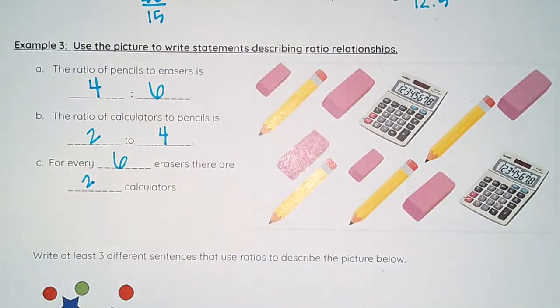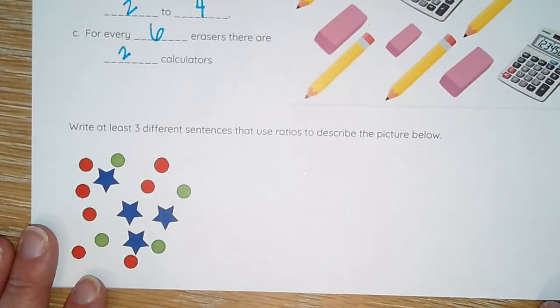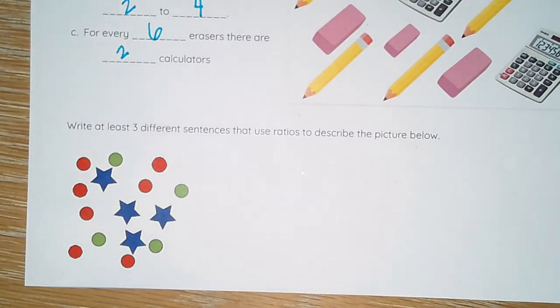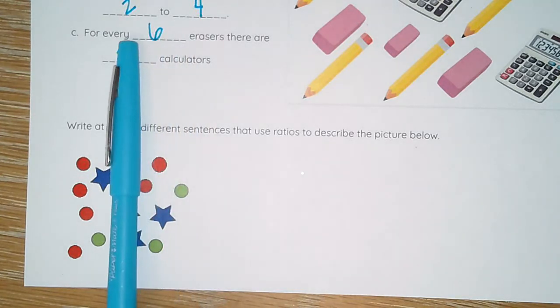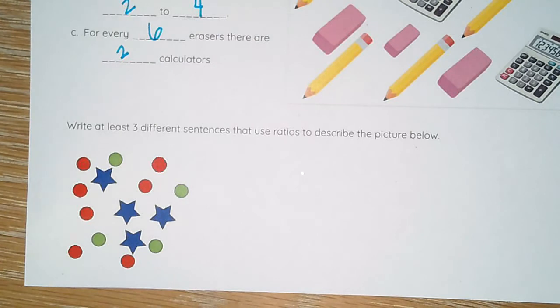So what I would like you to do right now is you're going to look at this bottom picture here. And you are going to write at least 3 sentences using ratio relationship language. So the for every, there are, try and switch it up. And you are going to write 3 ratio sentences about this picture here.